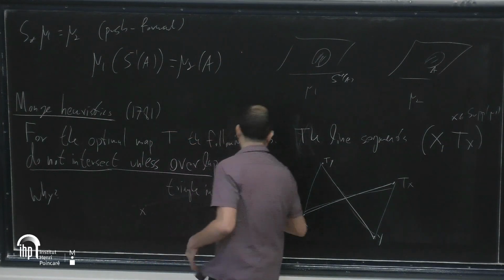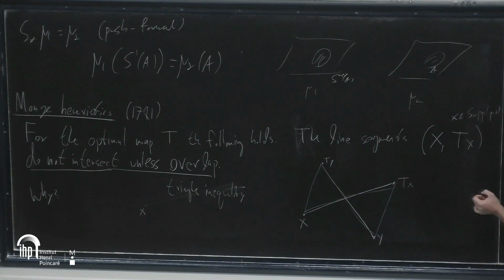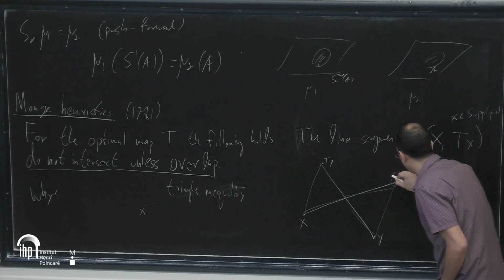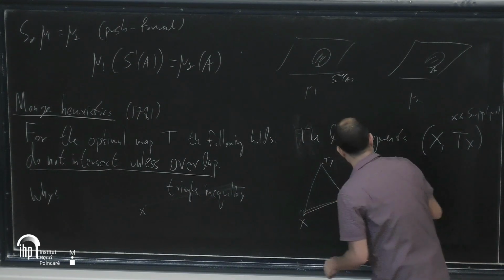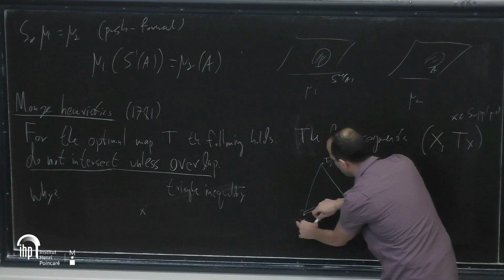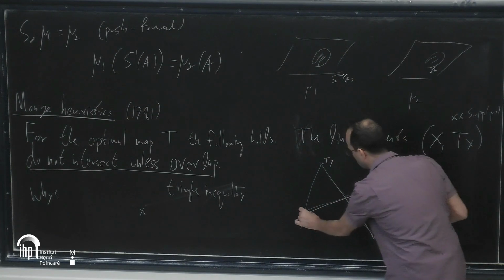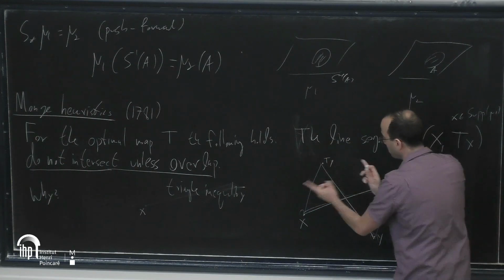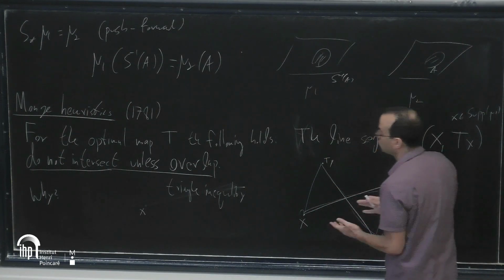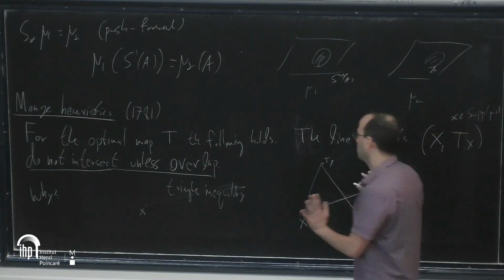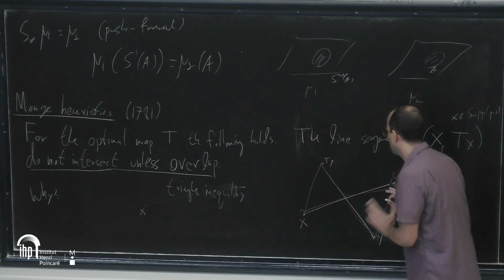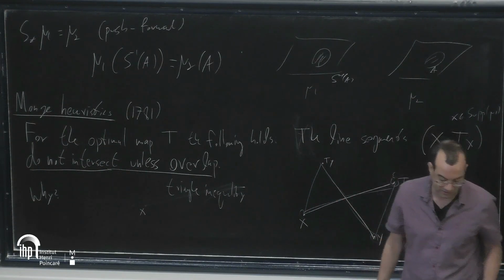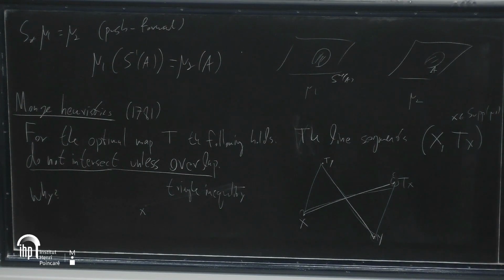Now, of course, how do you construct a better map given such an intersection? You take a small amount of mass here. Originally, x was mapped to T of x and y to T of y, so this little region here was mapped here, and this region was mapped here. Now, if you switch them, you would get a better map, which contradicts the optimality. And therefore, the optimal map should not contain segments that intersect. This was the heuristic by Monge. Okay? So this is his reasoning.